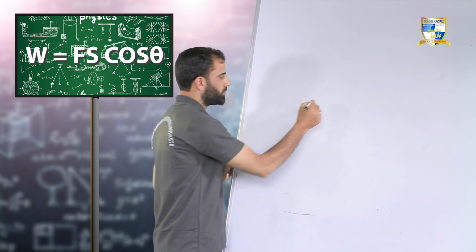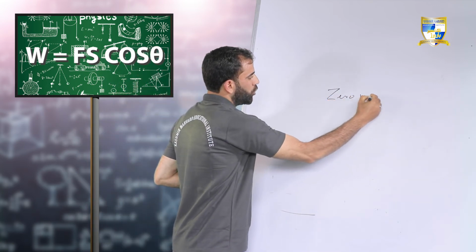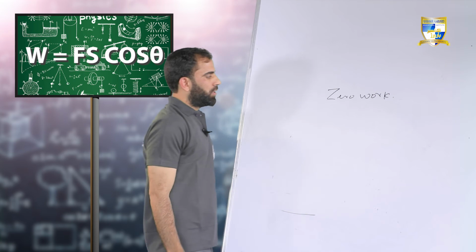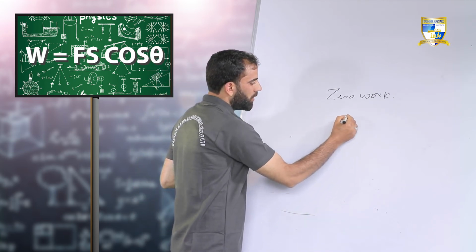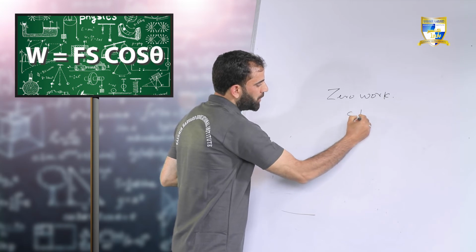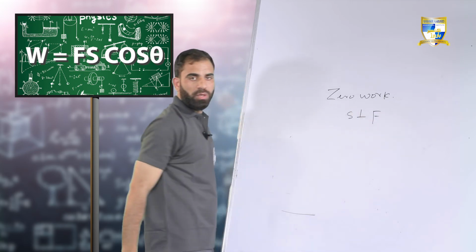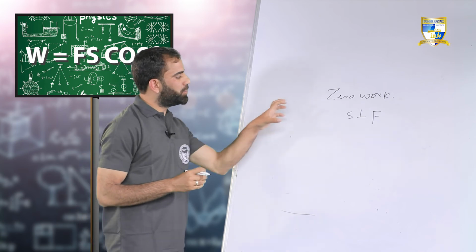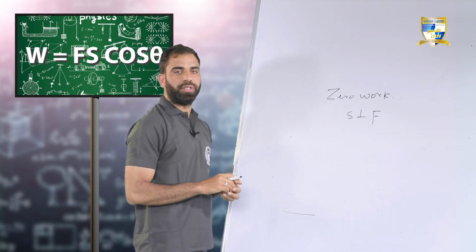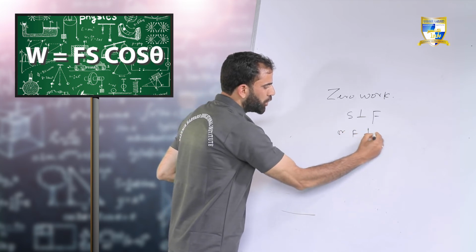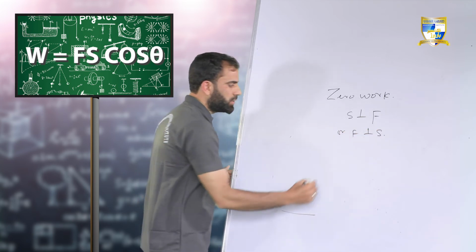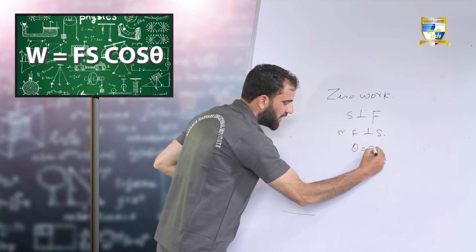Zero work. So what is zero work? If displacement is perpendicular to the force, if the angle created between force and displacement is 90 degrees, that is, perpendicular, or you may write here F is perpendicular to S, that is, theta is 90 degrees.